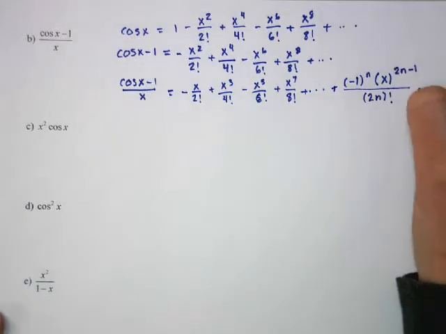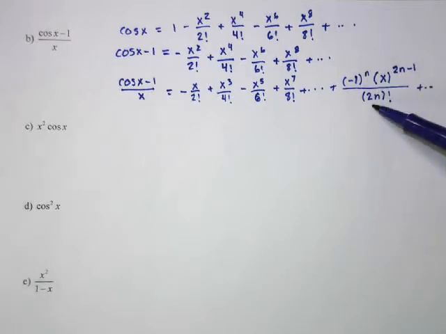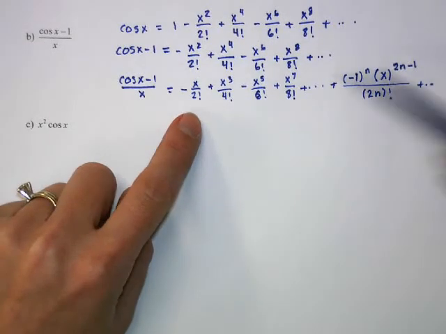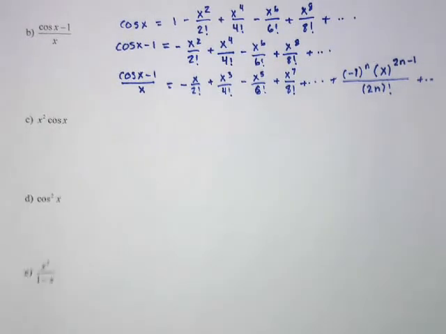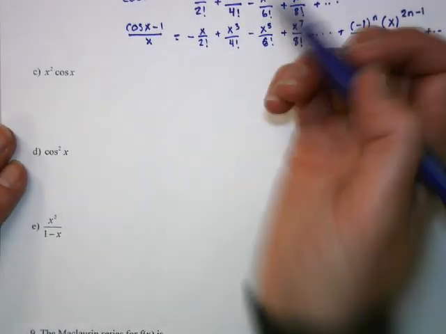Now, when you're writing these general terms, you could have a different set of n's, if you will. They just have to all match so that they generate this series. Okay, next is going to be x squared cosine of x.